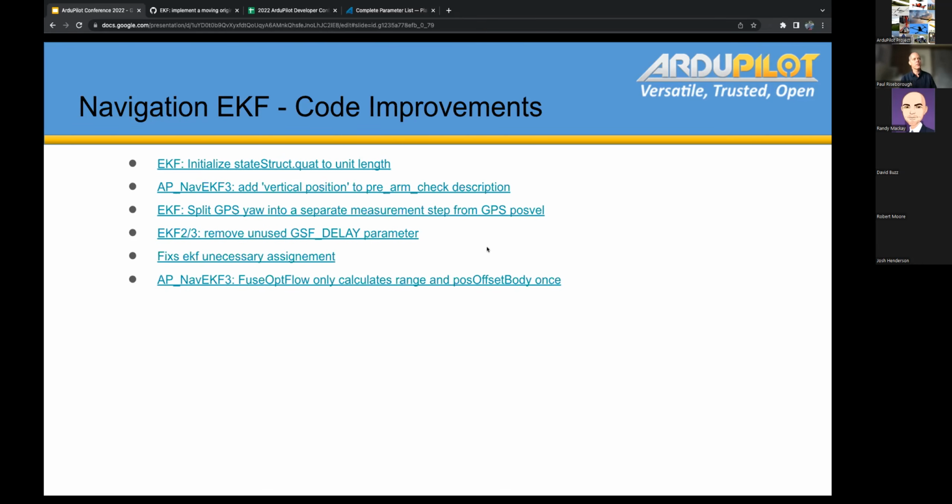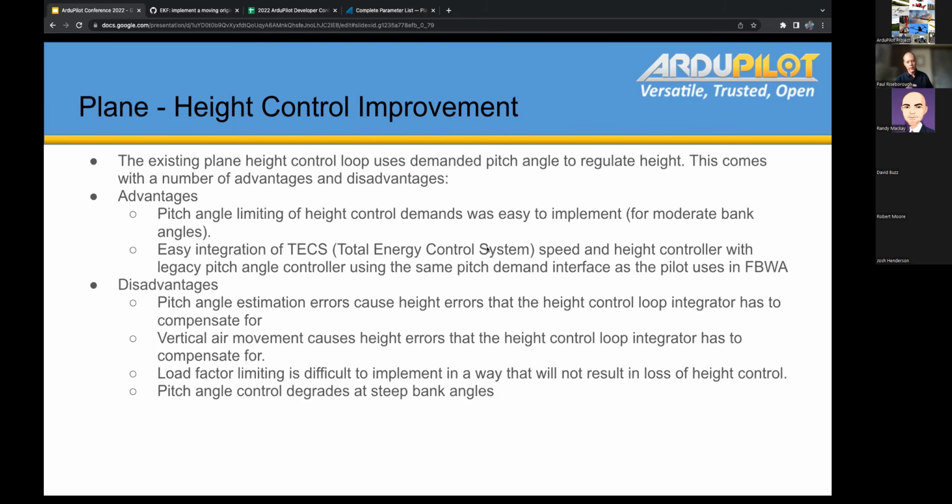So that's a very top level, 50,000 foot view of the EKF and what's happened to it in the past 12 months. Now, what I wanted to talk about was the height controller for plane. But before I go on to that, were there any questions about the EKF?